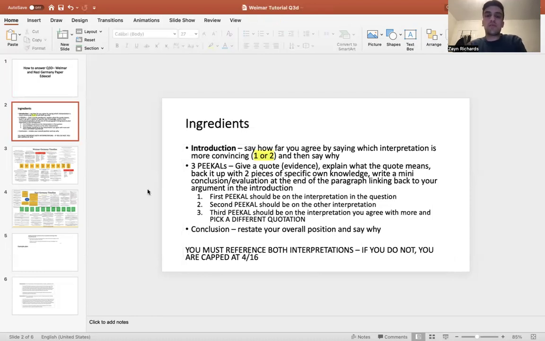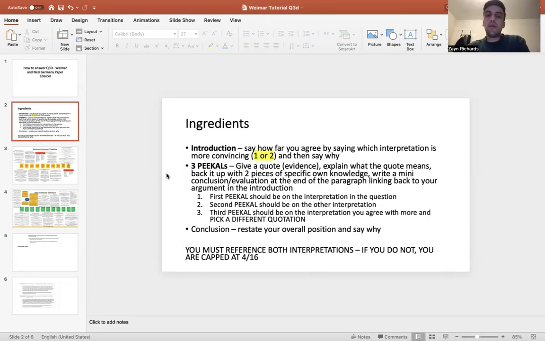Okay, either say interpretation one or interpretation two is more convincing, but mention both interpretations. Okay, and then briefly give a reason as to why you believe that. Okay, again, I'll show you an example, and you'll be able to see this live in a second. But please make sure that you're explaining why you think the one interpretation is more convincing than the other.